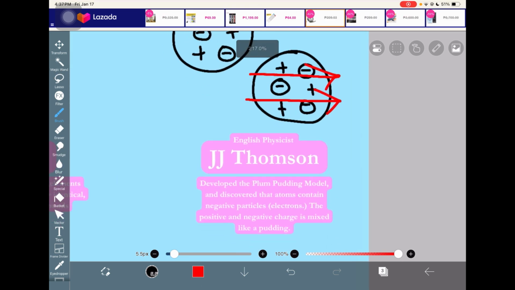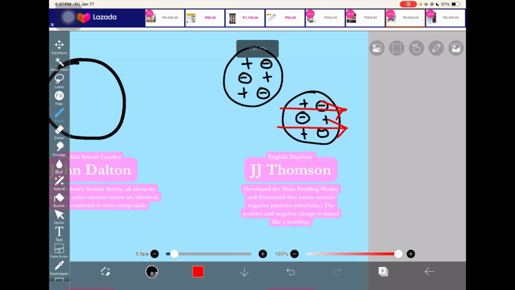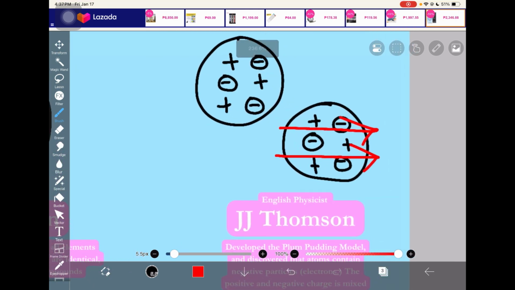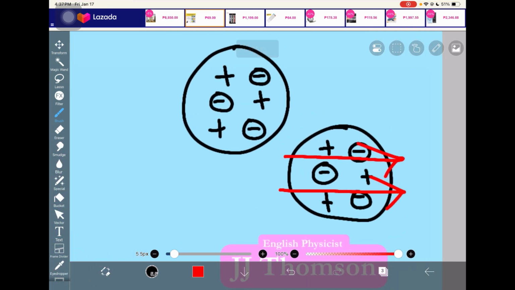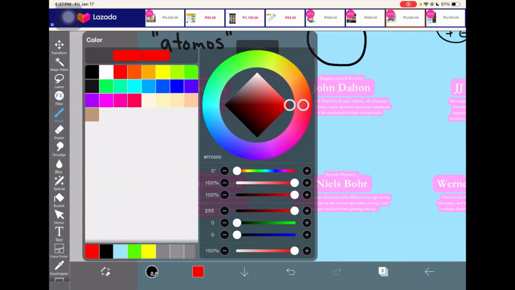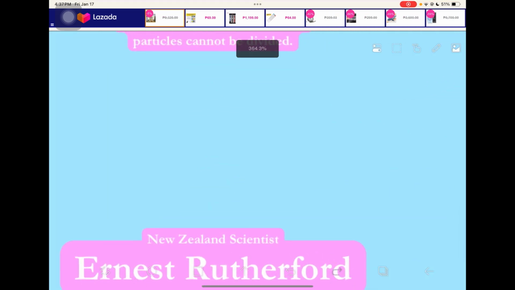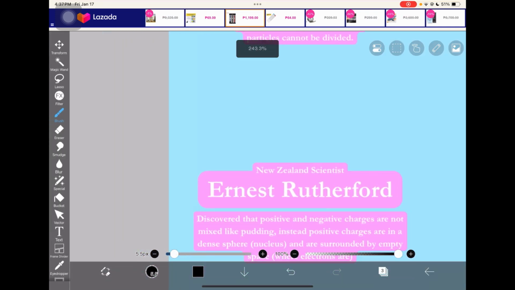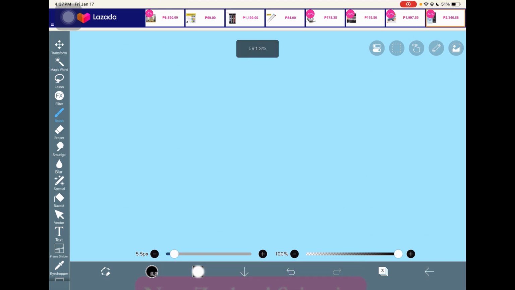He stated that there are actually negative charges in the atom, which he was correct about. He discovered electrons. So just like how a pudding is just a mix of something, it's mixed. According to J.J. Thomson, the electrons, as we know today, and the protons were mixed together, somewhat like a pudding. However, Ernest Rutherford would prove this wrong, as he discovered that they are not mixed like pudding. Instead, there's a dense sphere. This dense sphere, the one in the middle, is what we know today as the nucleus.